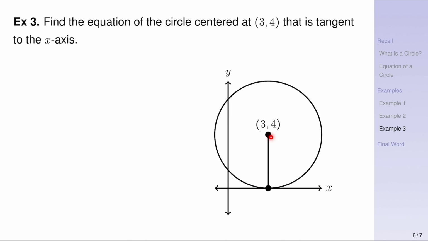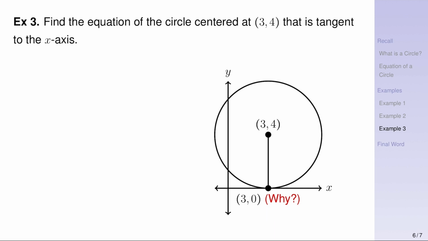Take note that we are sure that this line out here is perpendicular to the tangent line because that is a known fact in circles and tangent lines. So this one is worked. Given that fact, what can we say about this point? Well, this point must be the point with coordinates 3, 0.